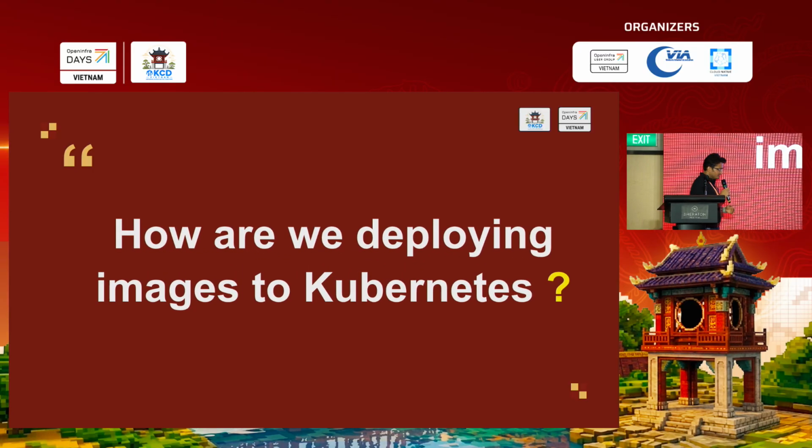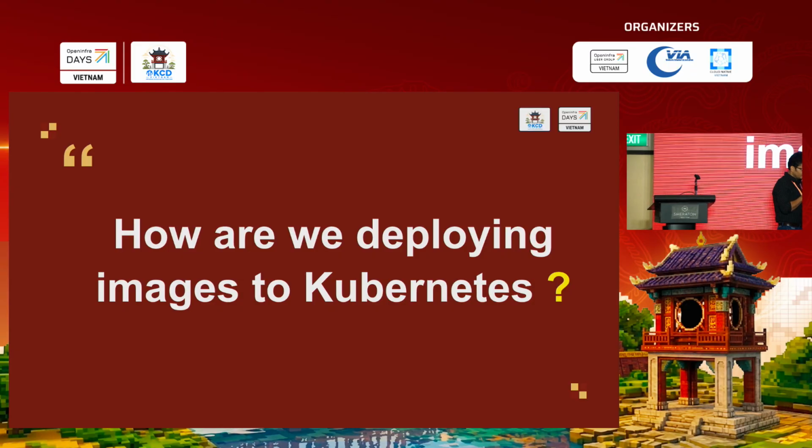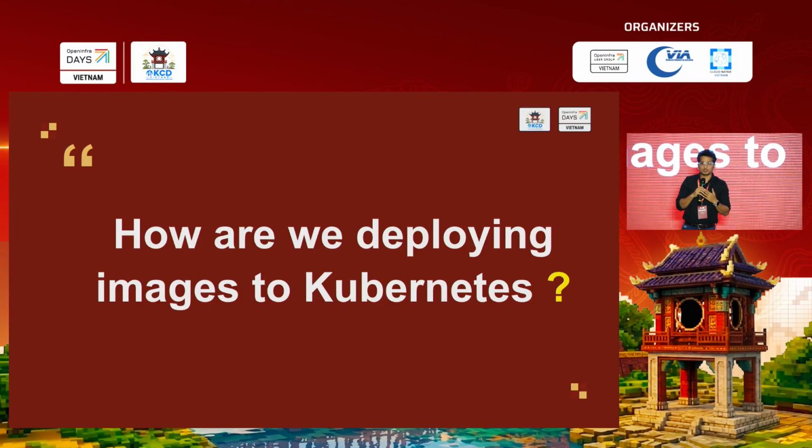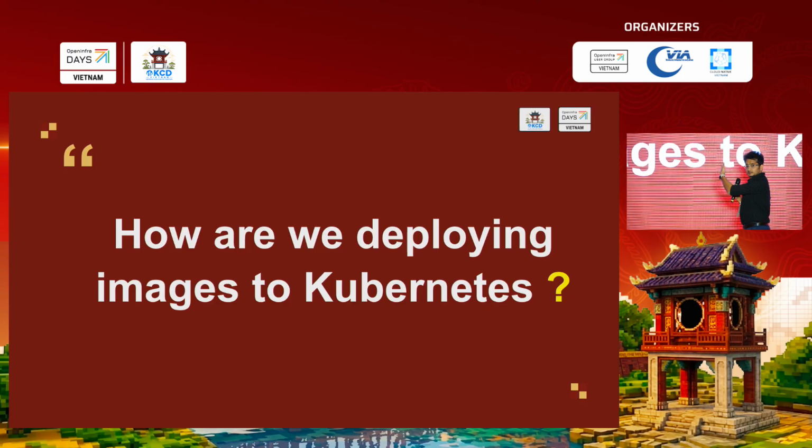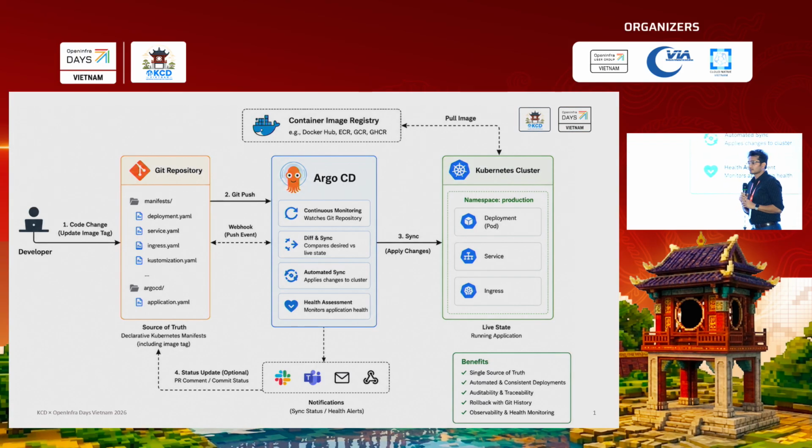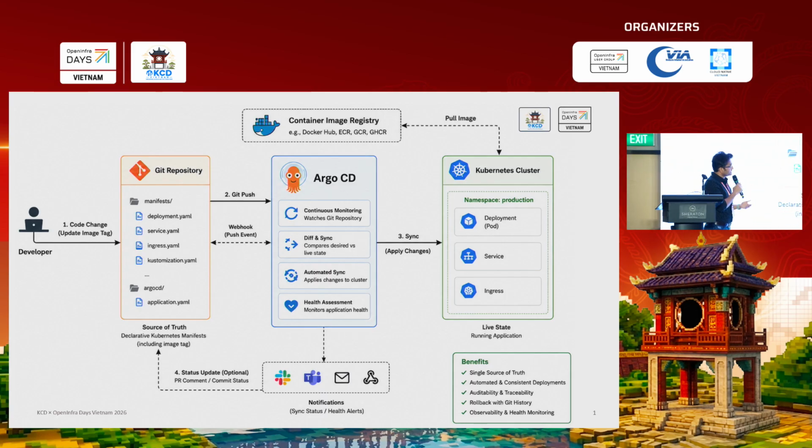Before we start, I have a question. How do we deploy our images in Kubernetes? What is the general process which we follow to deploy our images in Kubernetes? Okay, so we start from the developer. When a developer pushes the code, it goes to your CI/CD. The image is built, and it goes to Argo CD.